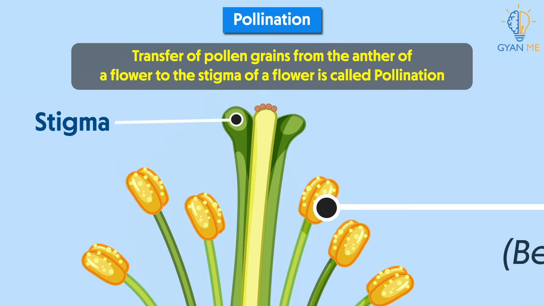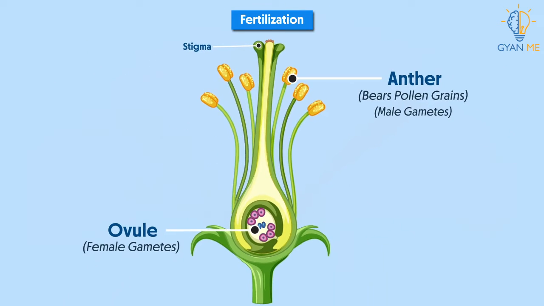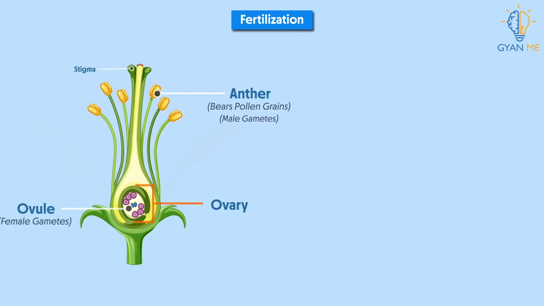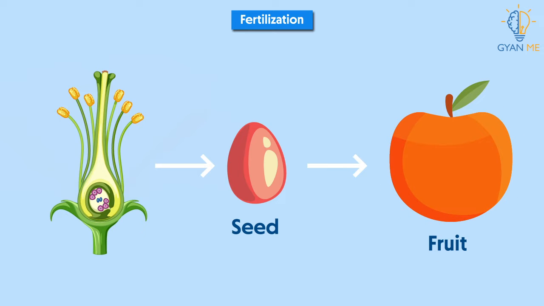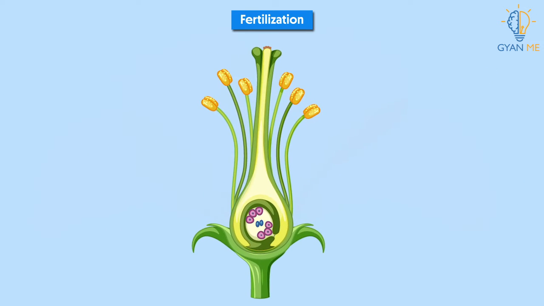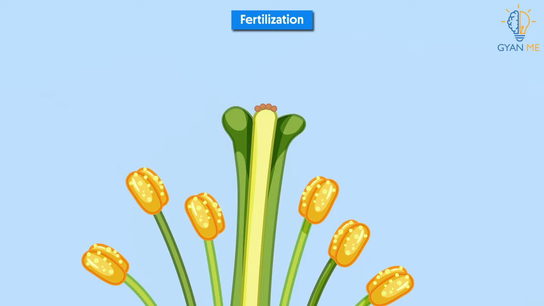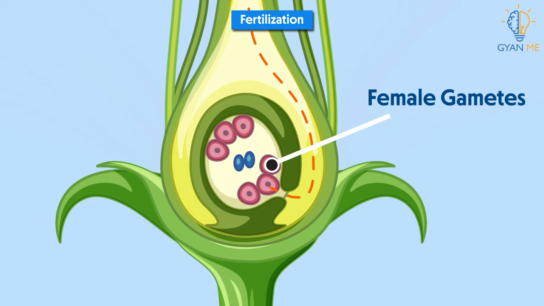After pollination, the next step in the reproductive process is the fertilization of this pollen grain with an ovule in plant's ovary, which leads to the formation of seed and fruit. So let's see this fertilization process in plants. After the pollen lands on a suitable stigma by pollination, it has to reach the female germ cells that you see here inside the ovary.